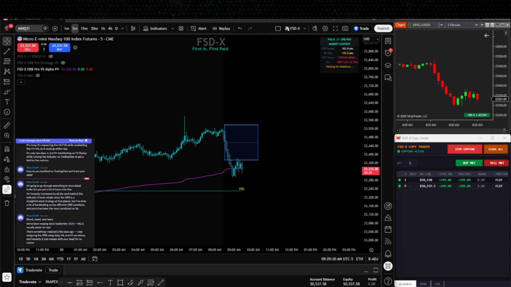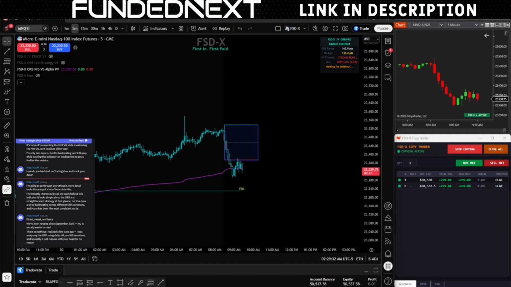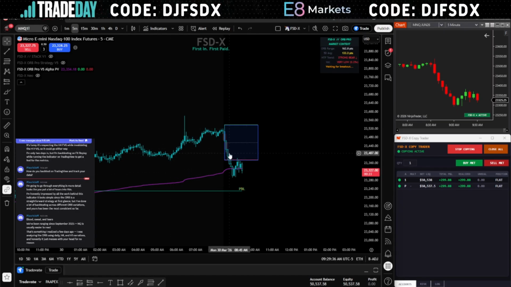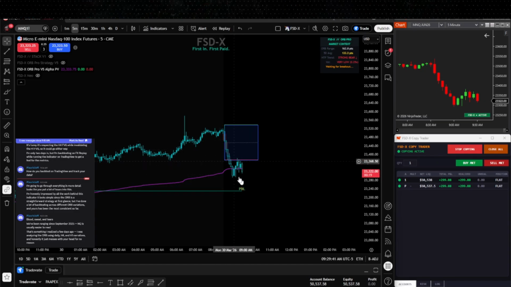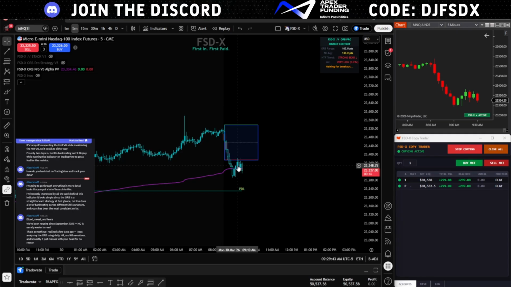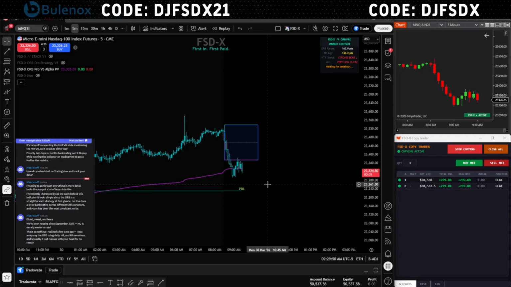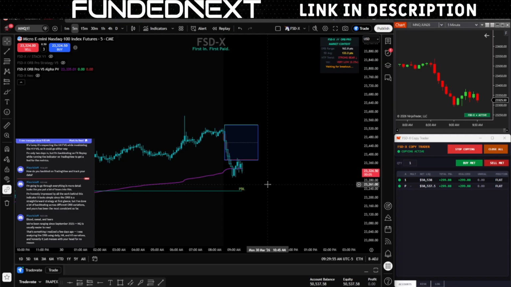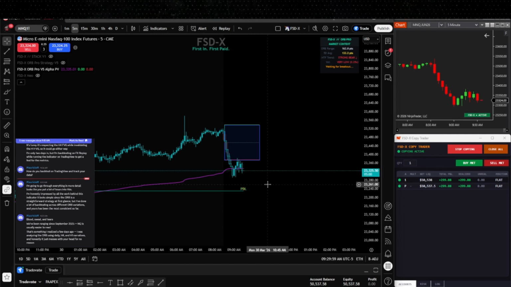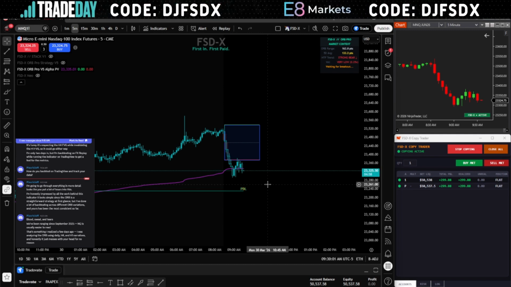Alright, we got a speech starting. Yeah, so we broke out, and it looked good. It looked like it was going to cruise down, and we just chopped around. Now we're chopping at VWAP. It can still go down, but at this point it's not really clean, and dealing with VWAP right there, I think there's going to be a whole lot of volume.